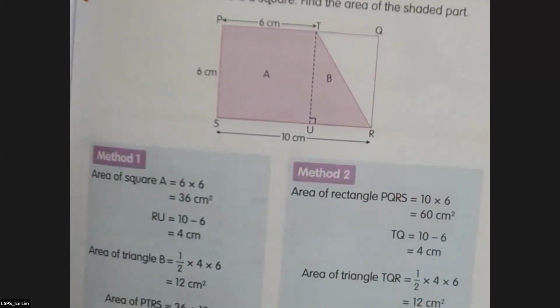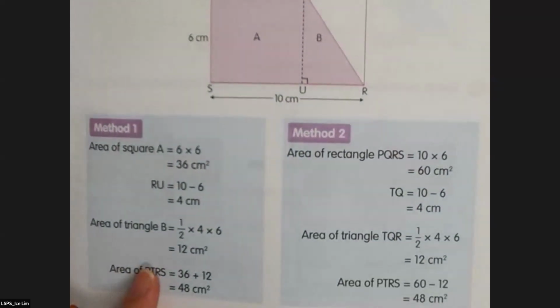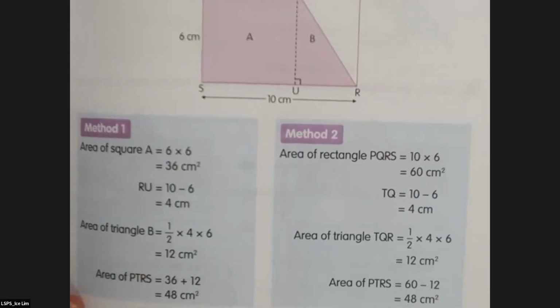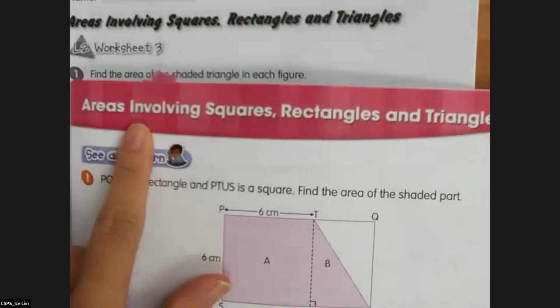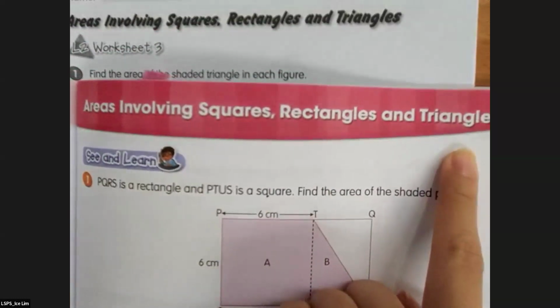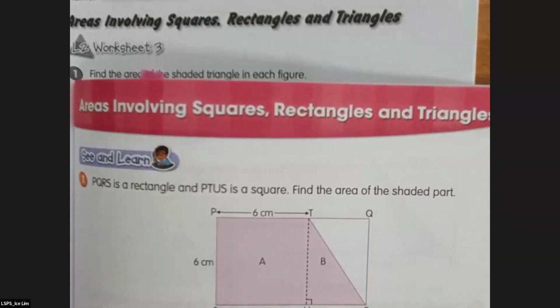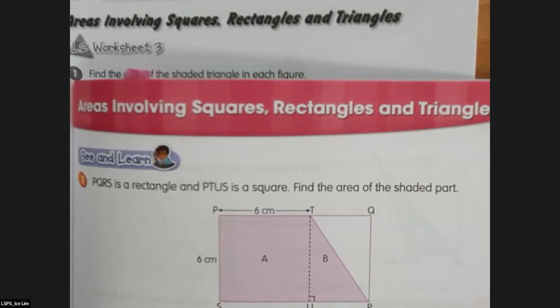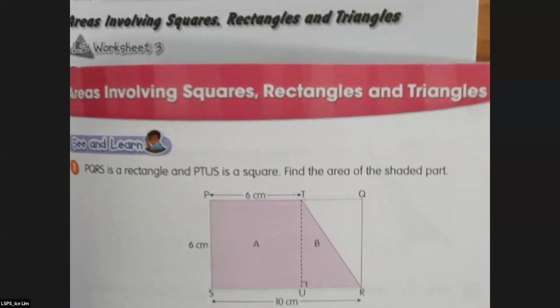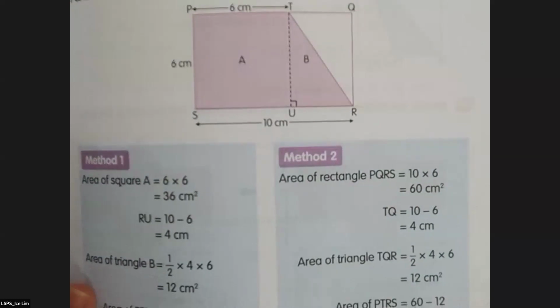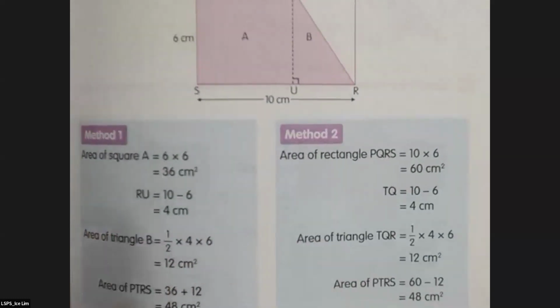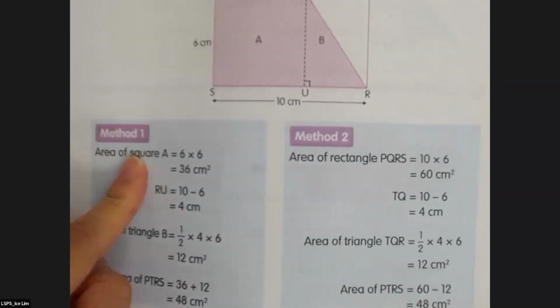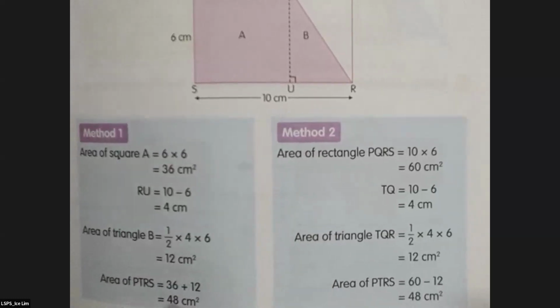So here's the help. As you can see on page 105 of the textbook, it's called areas involving squares, rectangles, and triangles. Basically, you call them composite figures. You put shapes together to make a new figure. And as you can see, it shows two different ways of doing it, method 1 and method 2, and both give you the same answer.